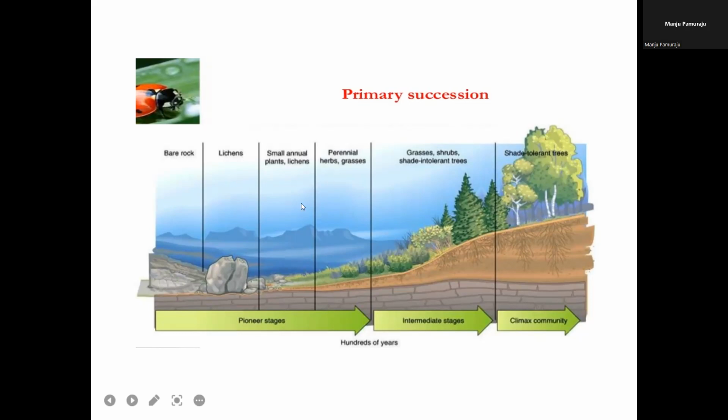Like that, the area is again occupied by other perennial herbs. First the bare rock is there, and the same area is occupied by different communities in a serial manner. This is called succession. Primary succession starts in a bare area where there is no life sustainability. At last, the final climax community is formed.